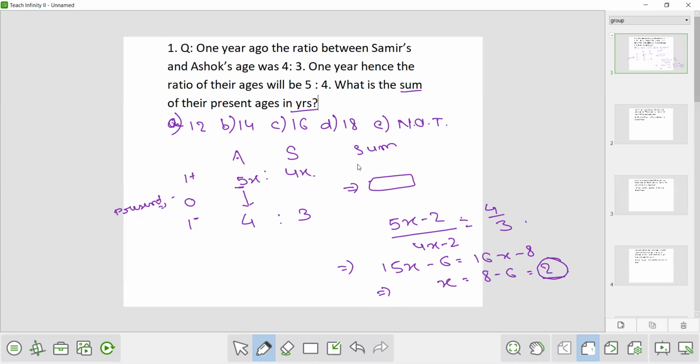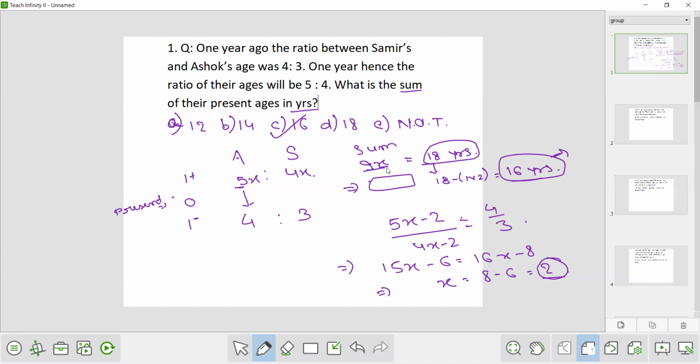So the sum after 1 year will be 9x, and you know x value is 2. So after 1 year the sum will be 18 years. So what is the sum of their present ages? If the sum after 1 year is 18 years, then at present it will be 18 minus 1 into 2. That will be 16 years. So the answer is C, 16 years.